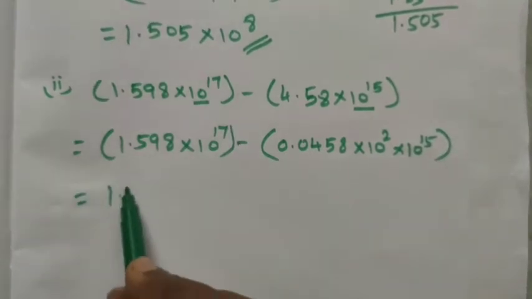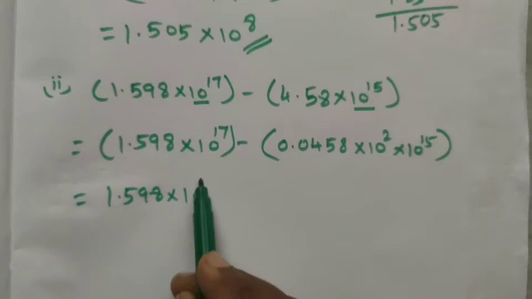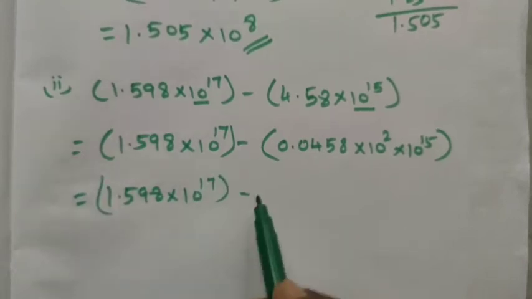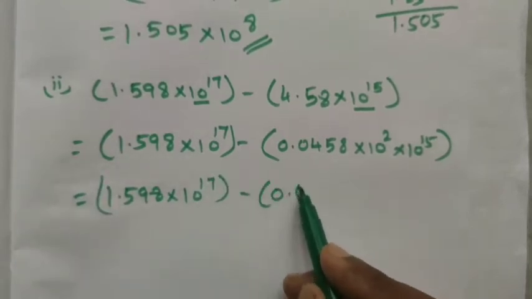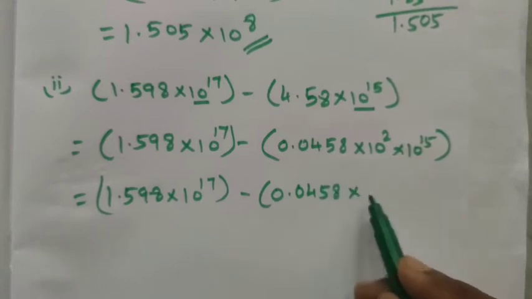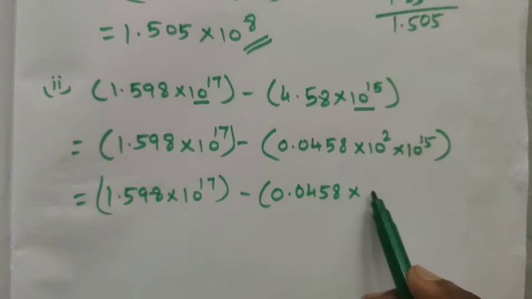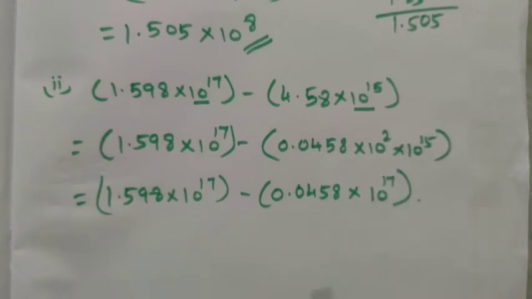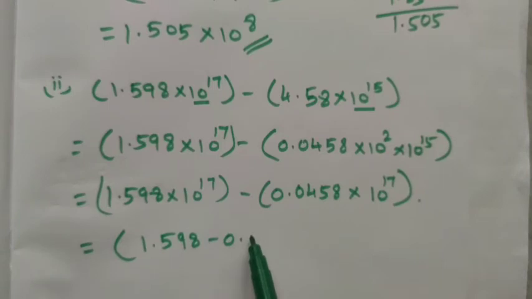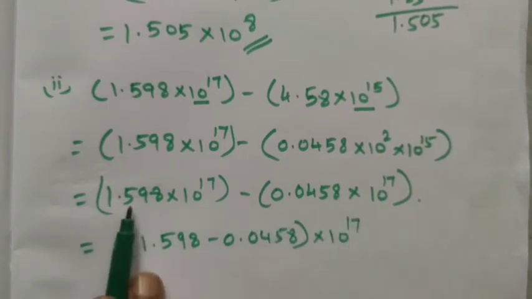Now 1.598 into 10 to the power of 17 minus 0.0458 into 10 to the power of 17. When the bases are equal we can add the powers, right? See, here also 10 to the power of 17, here also 10 to the power of 17. The 10 to the power of 17 will be taken out commonly. Then we have this number minus this number into 10 to the power of 17.